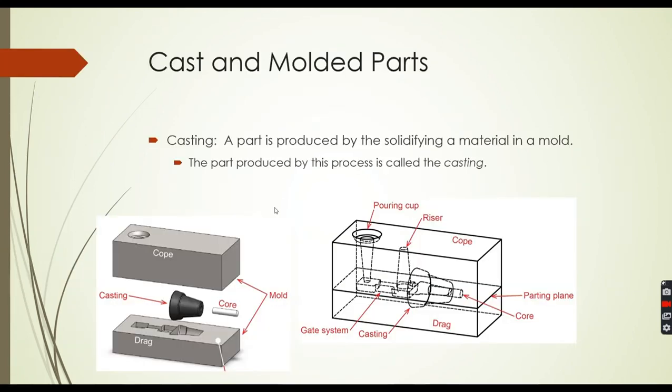Casting and mold parts. Casting a part is produced by solidifying a material in a mold. A part is produced by this process. The part produced by this process is called the casting. Okay, and we're not going to go over this, but you can create a mold automatically in Inventor, but that's beyond the scope of what we can do.